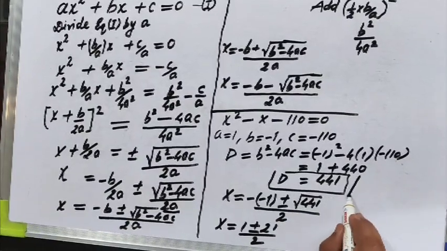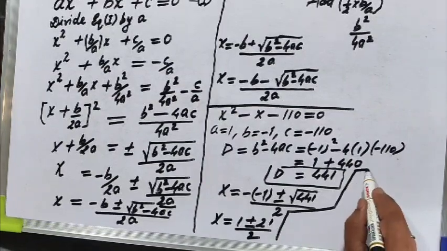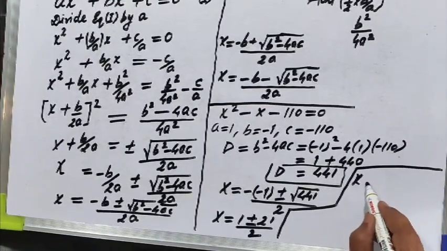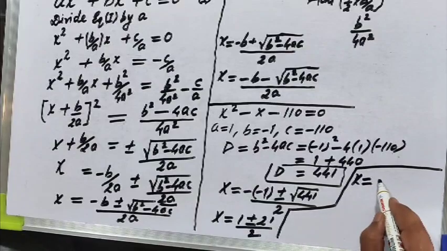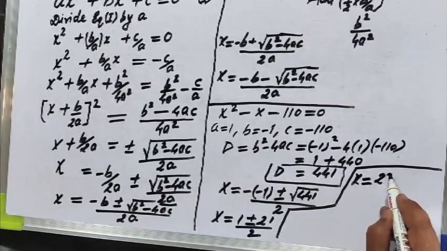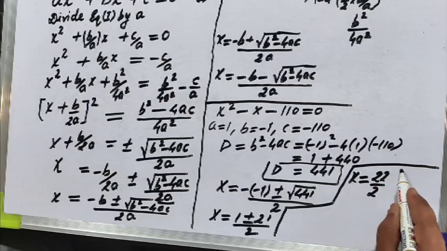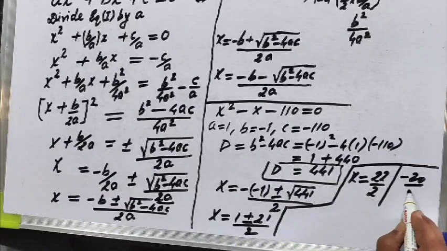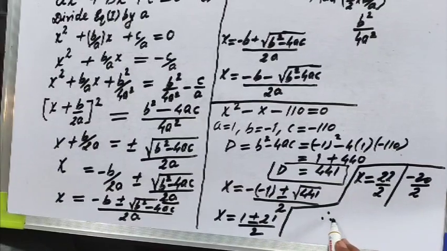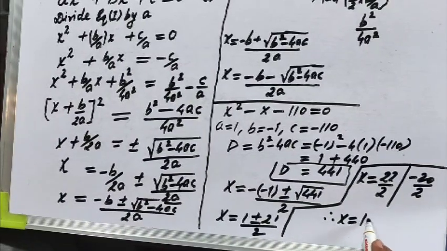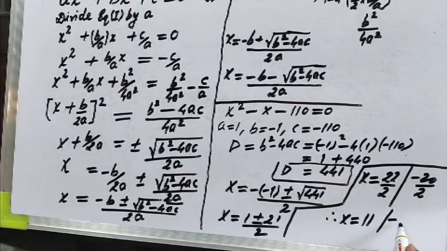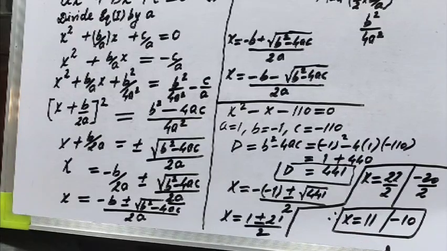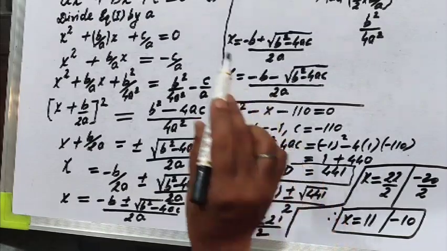This implies that your answer should be x equal to, if you consider plus, then 1 plus 21, that is 22, divided by 2, or it is 1 minus 21, that is minus 20, divided by 2. Therefore x will be equal to 11, or it is minus 10. So this is the value of the two roots of a quadratic equation using the quadratic formula.